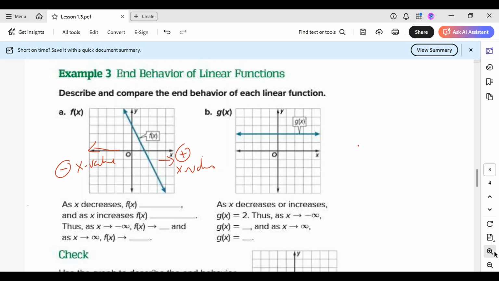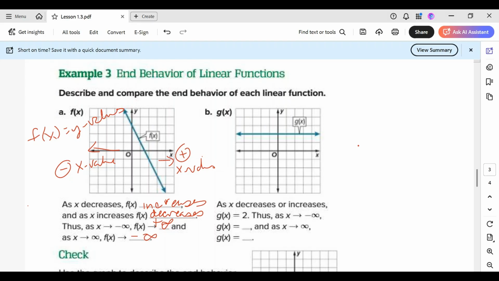So it says as x decreases, we're going to the left, negatively. F of x, remember, f of x represents the y values. It increases. As x gets more negative, the y values get more positive. Then as the x's get more positive, our y's are decreasing. So as x goes to negative infinity, f of x goes to positive infinity. And as x goes to infinity, f of x goes to negative infinity.